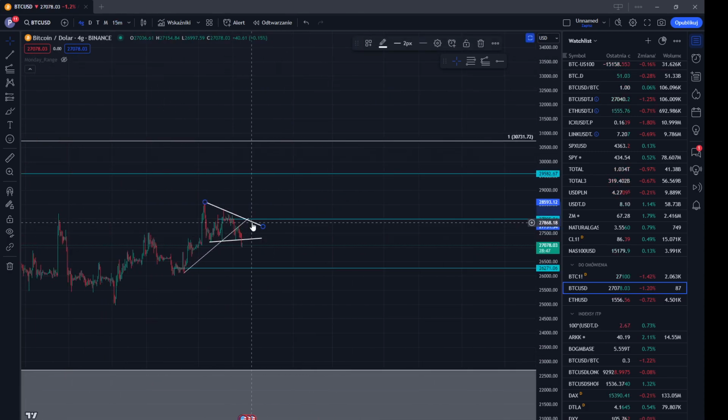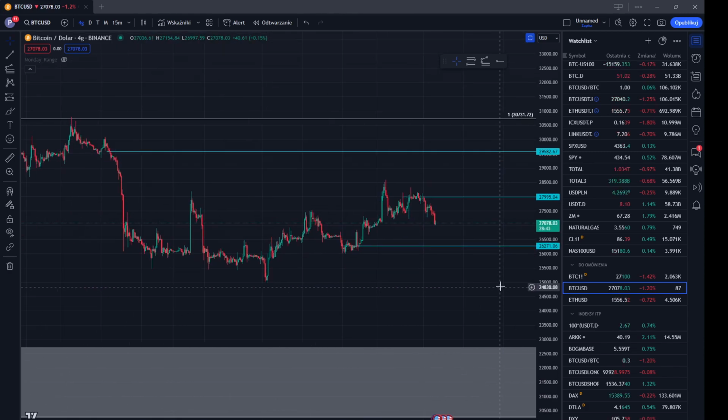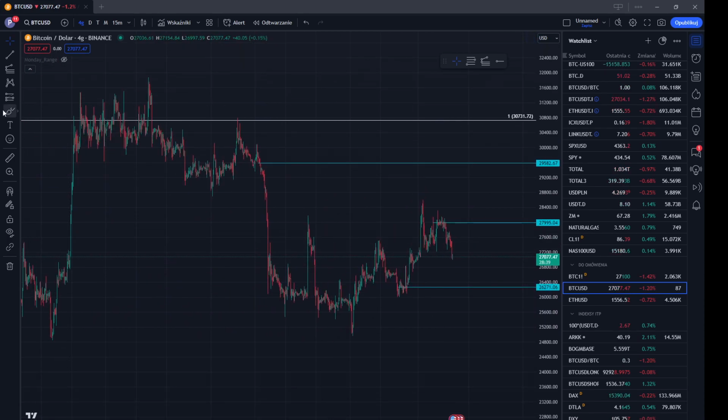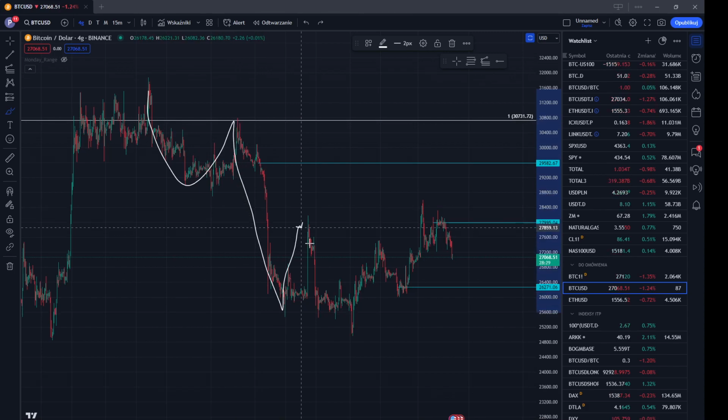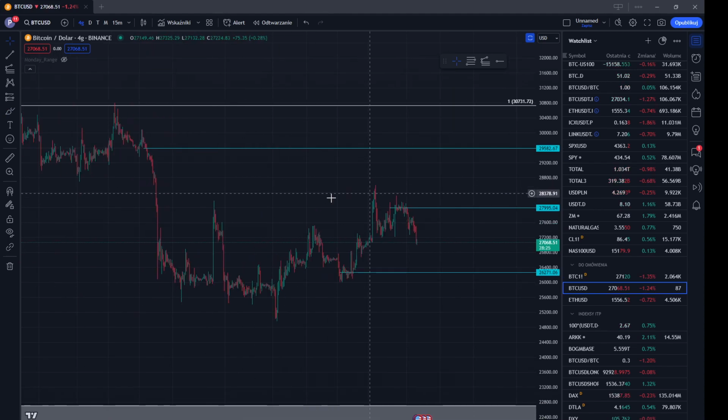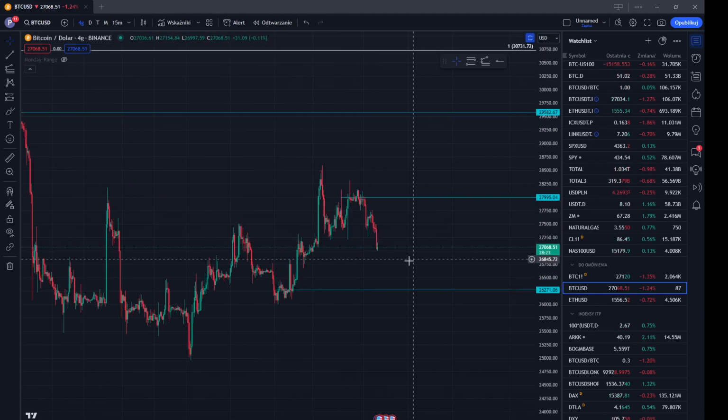So let's get rid of all these drawings that I did before, and let's have a look at the short time frame. Before this move to the upside, we had what seems to be an impulse down. 1, 2, 3, 4, 5. Yeah, 5 waves means this is an impulse down. We should have a correction and then another move down.